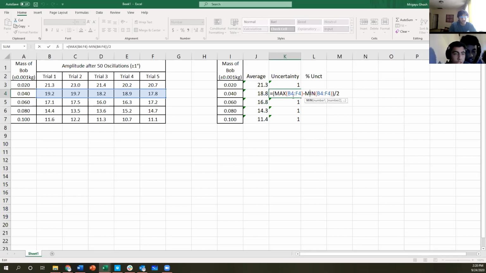Yeah, but I just put it in the calculator. 21.3 minus 11.4 is 9.9, divided by 2 is 4.95. That's equal to 5, rounds up. That's a good point. So which one?